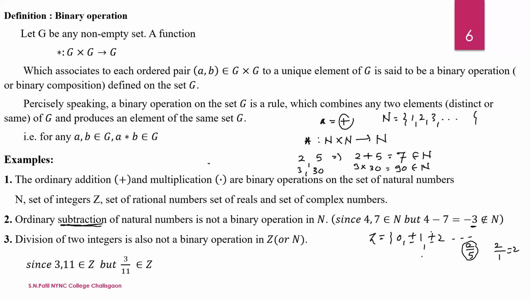Let's see an example. I am taking 3 and 11. Both are integers as well as natural numbers. But the operation is division, and 3 divided by 11 does not belong to the set of integers, nor to the set of natural numbers. Getting it, the binary operation.